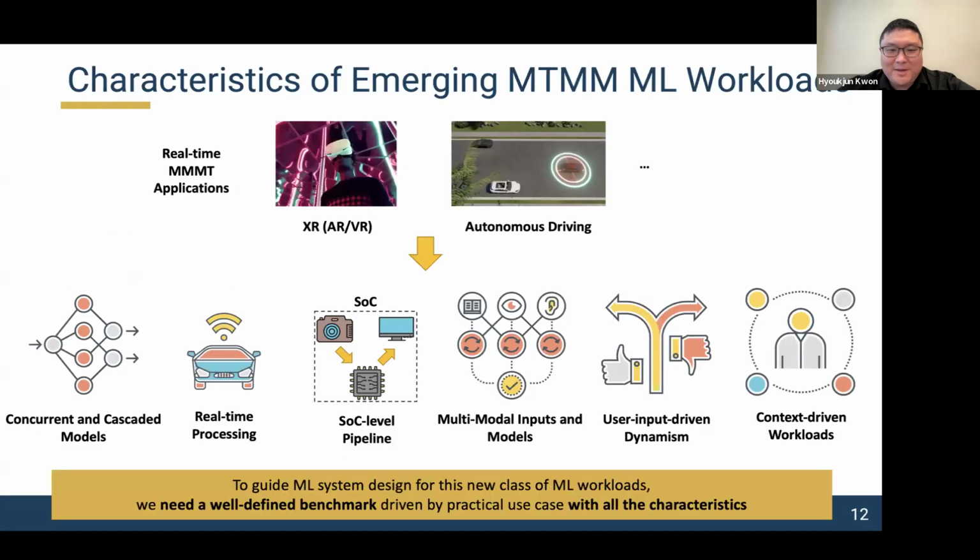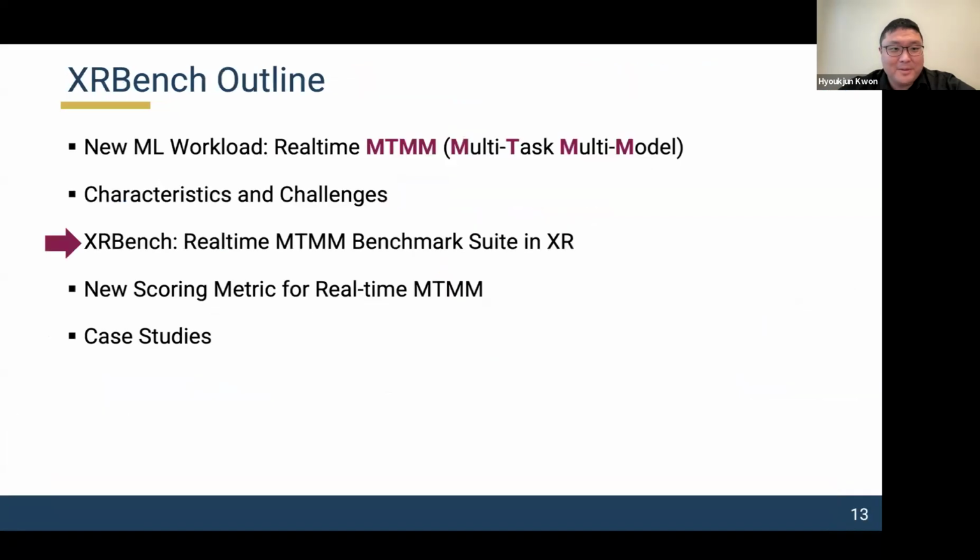As we saw by these examples, many implications arise from these new characteristics of this new class of ML workloads. So to drive the system design, we need to better understand the workload itself. That's why we work on a benchmark that can be representative of this new class of ML workloads. And the name of the benchmark is XR Bench, focusing on XR, or cross-augmented XR, which basically means both augmented and virtual reality.